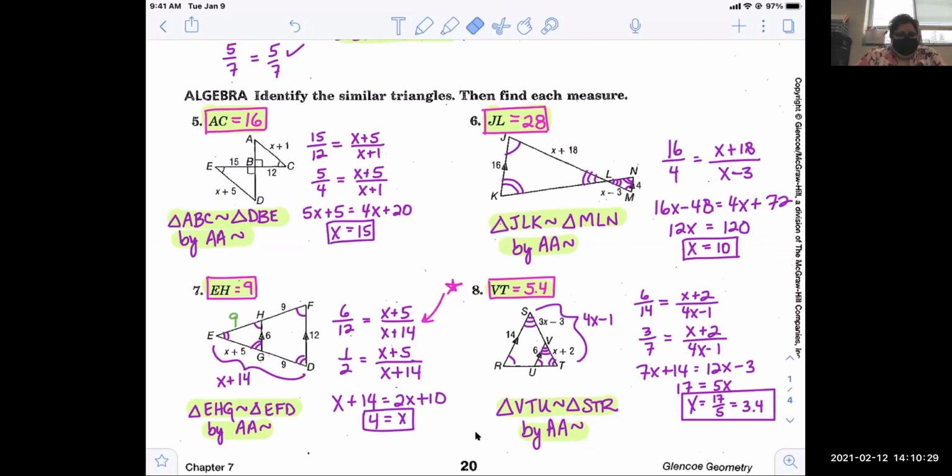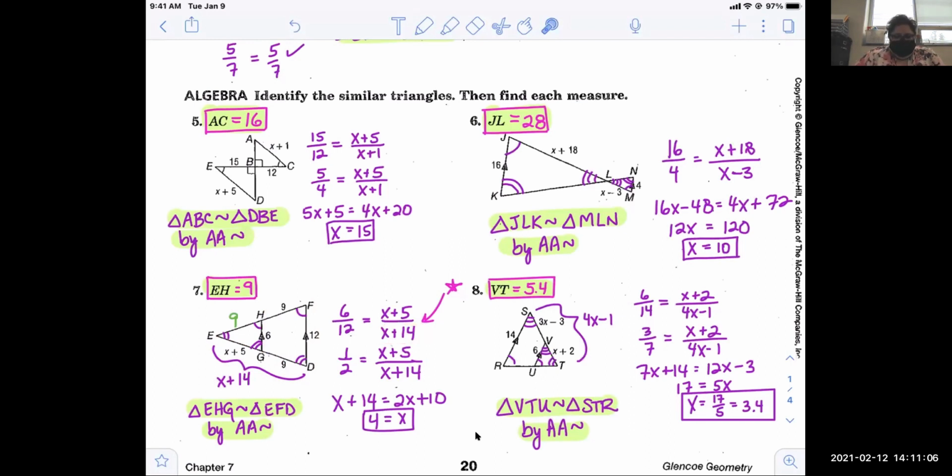Now again, on number 7, when you compare 6 to 12, that's a 1-to-2 ratio, but you need to be comparing x plus 5 to the whole entire side. Okay, you could also use something like x plus 5 over 6 equals x plus 14 over 12. But you need to make sure you're using x plus 14 and not just 9. 9 is not a side of a triangle. So you got to have x plus 14 in there.